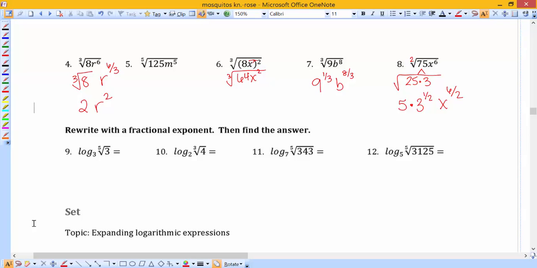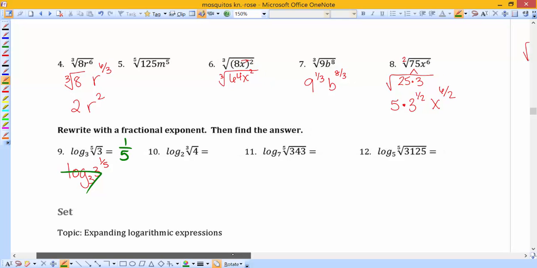Now these ones, rewrite with a fractional exponent, then find the answer. What is meant by that? So I'm going to have log base 3. This is 3 to the 1/5. Now you're going to be using the properties and the nice little shortcuts we have been learning in class with logs. And when you have a base to the same number, those cancel. So I'm left with 1/5. So you're going to go through. That was an easy one because those were the same value.